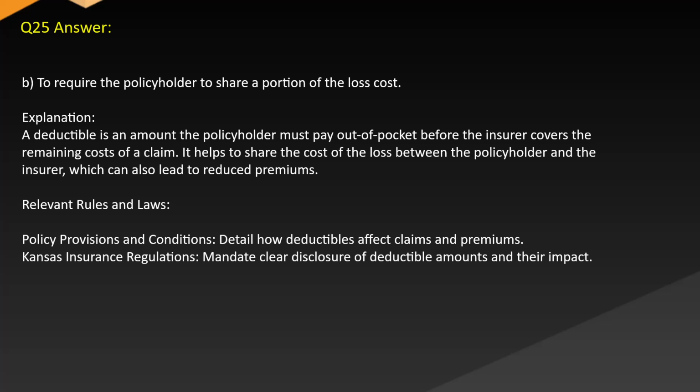Answer. B. To require the policyholder to share a portion of the loss cost. Explanation. A deductible is an amount the policyholder must pay out of pocket before the insurer covers the remaining costs of a claim. It helps to share the cost of the loss between the policyholder and the insurer, which can also lead to reduced premiums. Relevant rules and laws. Policy provisions and conditions detail how deductibles affect claims and premiums. Kansas insurance regulations mandate clear disclosure of deductible amounts and their impact.